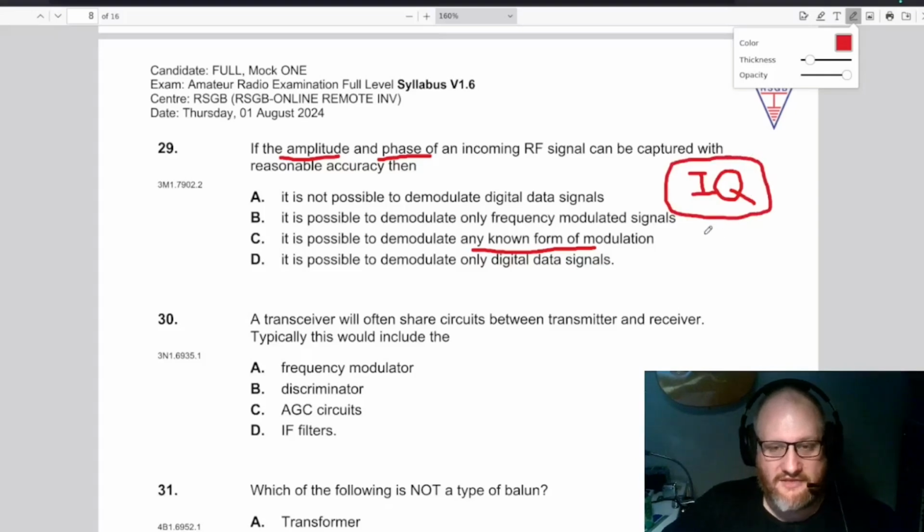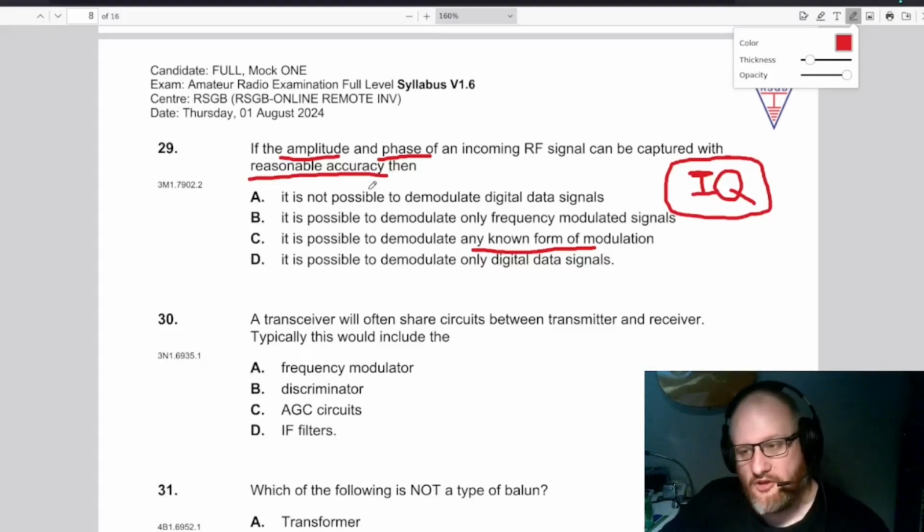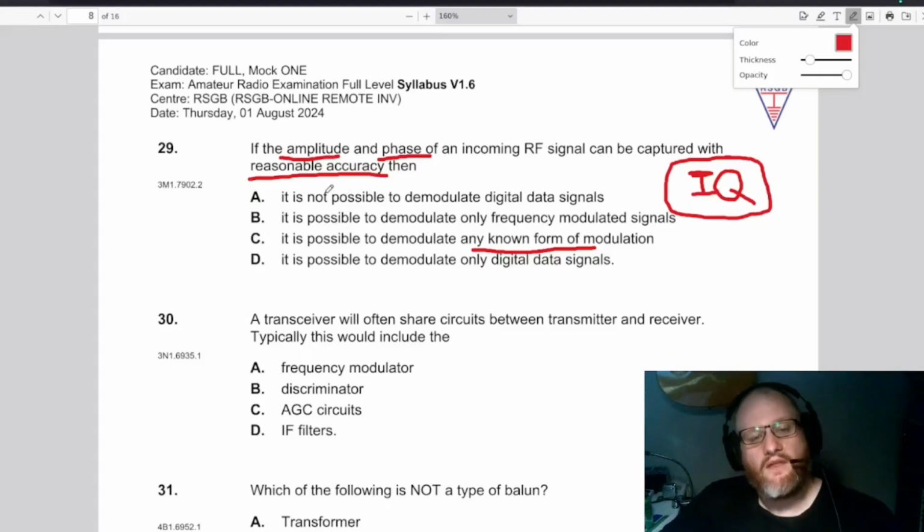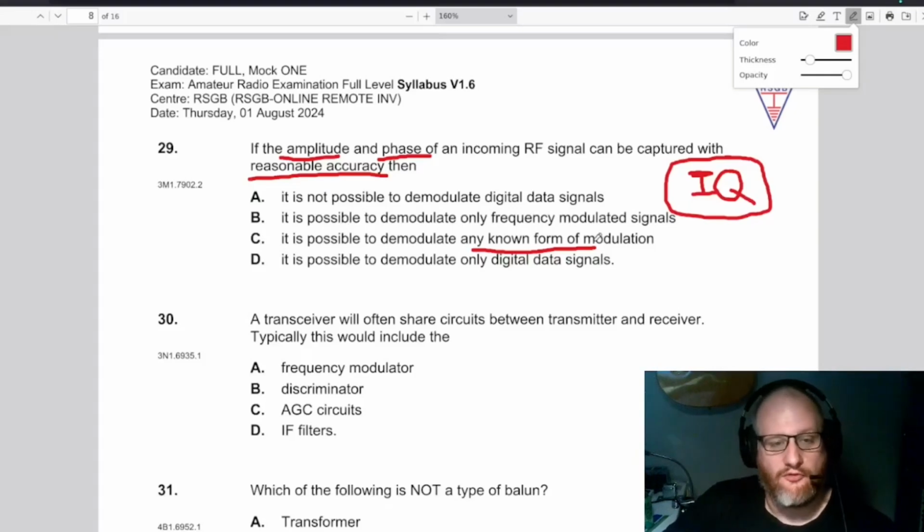And effectively, with this I and Q signal, you could reconstruct the whole incoming RF signal, and you can use that to demodulate any form of modulation, AM, FM, SSB, anything digital, pretty much anything, as long as this IQ signal is captured with, as it says here, reasonable accuracy. So you would need to be capturing it at a decent sampling rate for a start. Then you can demodulate any known form of modulation.